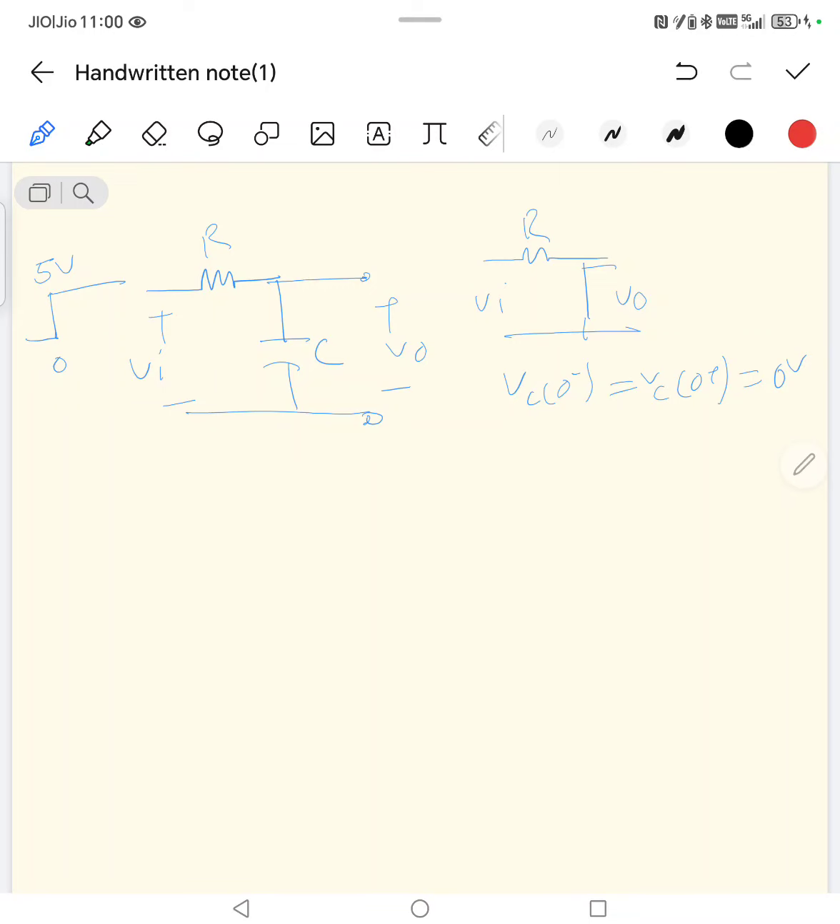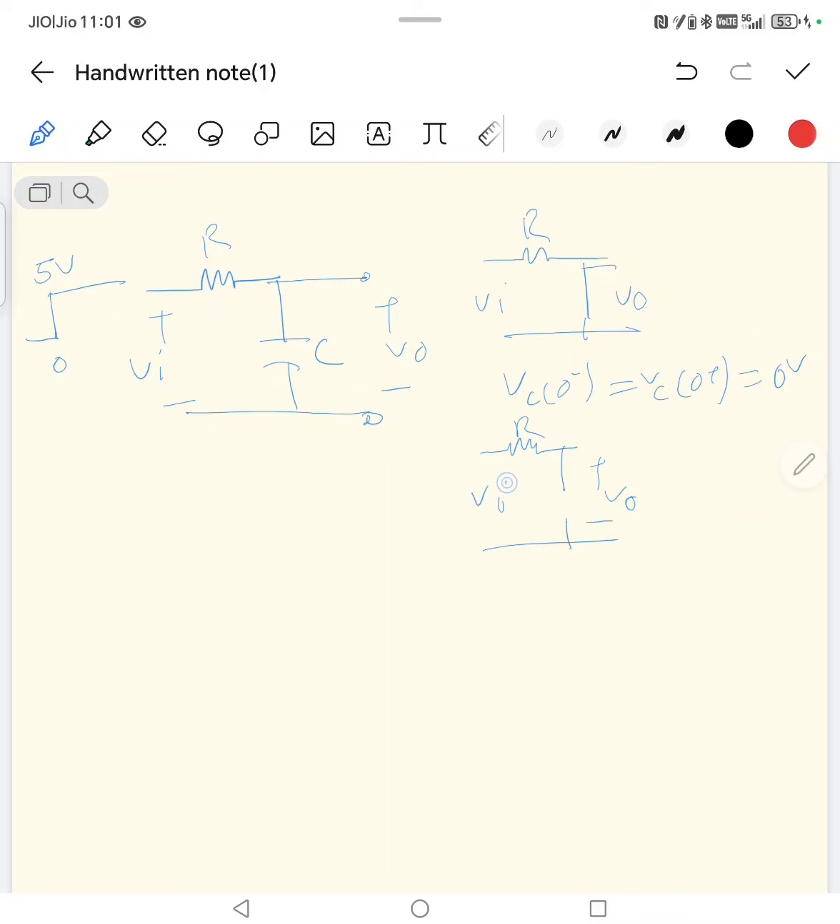Since we have not mentioned anything, we assume that the capacitor is charged initially with 0 volt. Instantaneously, the capacitor voltage cannot change. So at t equal to 0 minus, what was the capacitor voltage? At t equal to 0 plus also the same, 0 volt. And now at t equal to infinity, the capacitor will be an open circuit. So this is the V out.